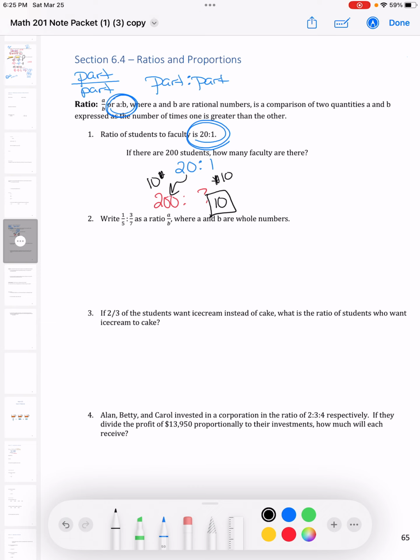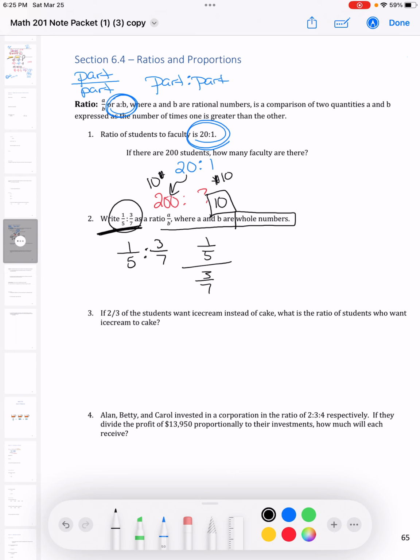Now for the second one, it's kind of a grammar thing and a little bit of practice of what we did in the last section. We've got this as a ratio, but we really want it written in A to B form where A and B are whole numbers. Right now A and B are rational numbers. We don't want them to be rational numbers, we want them to be whole numbers. Let me just rewrite this so we can see it. This really is the same thing as 1/5 over 3/7. It's a fraction divided by a fraction.